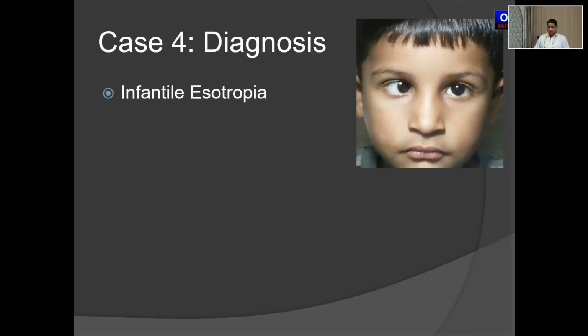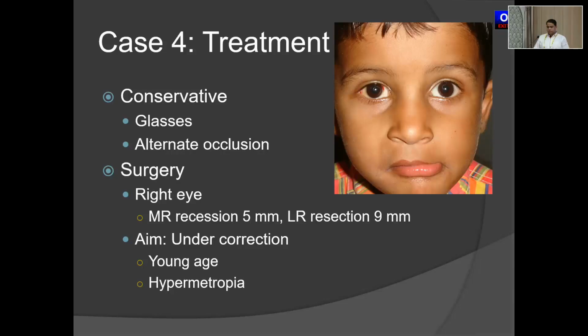So the diagnosis was infantile exotropia, and the treatment done was, in the right eye, medial rectus recession of 5 millimeters and lateral rectus resection of 9 millimeters. The target was a little bit of undercorrection, because with age the face is going to grow, and I have seen that if we completely correct these patients, they have a tendency to go toward exotropia with time. Also this child has mild hypermetropia, so undercorrection was targeted, and the rest of the correction, probably with glasses, would take care of the deviation.